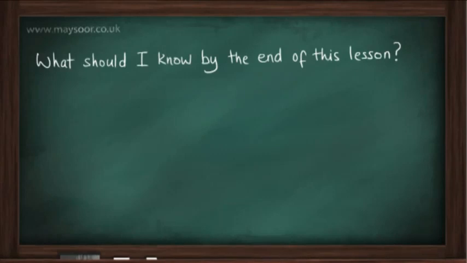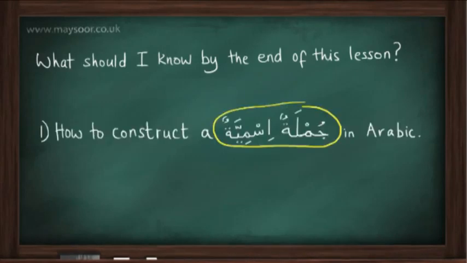In today's lesson, we're going to be focusing on one way in which we can construct a jumalatun ismiyatun, a nominal sentence, in Arabic. It was mentioned in lesson one that a nominal sentence is simply a sentence that begins with a noun. But now we want to dig a little deeper and understand how we can actually make a jumalatun ismiyatun in Arabic.